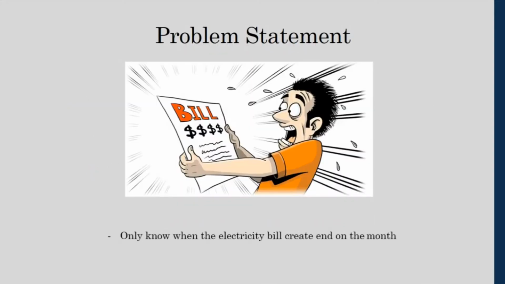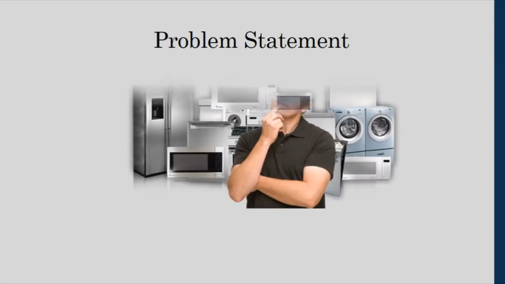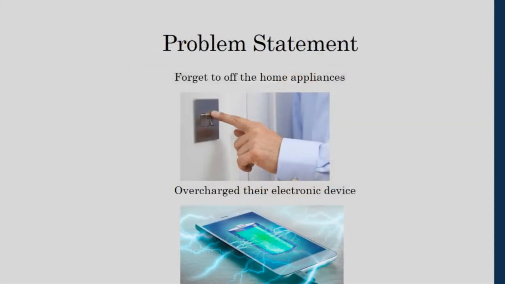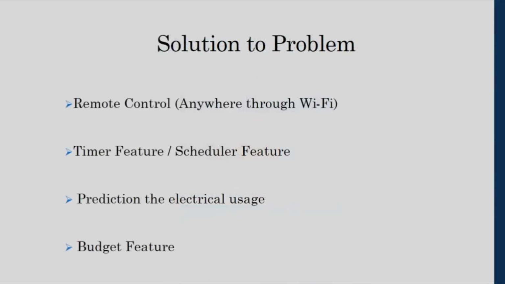Why create this smart socket? Everyone only knows the electricity bill at the end of the month, and sometimes overuse causes the bill to be very high. Second, people may not know which home appliances use the most electricity. They also often forget to turn off home appliances when going out, or overcharge their electronic devices.